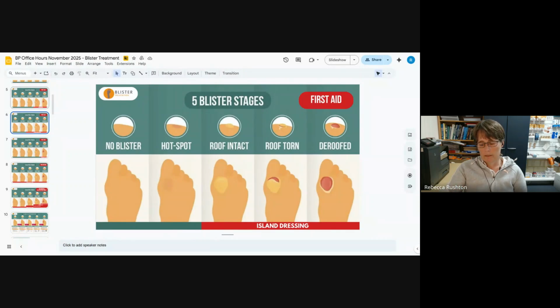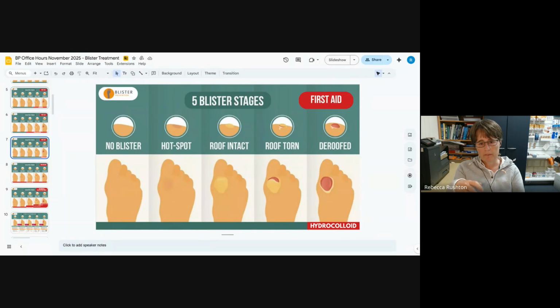Now, as an alternative to an island dressing, we've got hydrocolloids. Compeed is the most well-known example. Hydrocolloids should only be used on de-roofed blisters. That is because they are an ulcer dressing, and the only one of these blisters that looks like an ulcer, where this dressing is going to have full contact with the wound base, is the de-roofed blister.